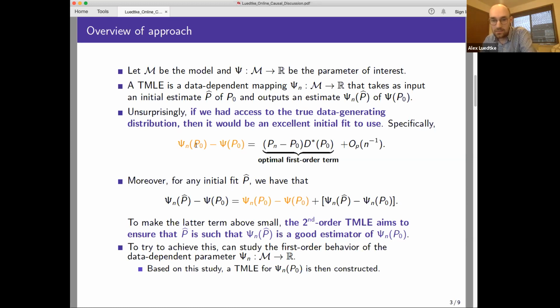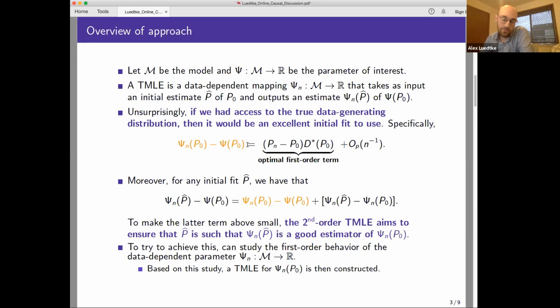Well, in this case, the TMLE minus the truth would have this optimal first order behavior plus this very small remainder term, thanks to the fact that we really have access to the truth here. So this orange term is really behaving as well as we can possibly hope based on this estimator.